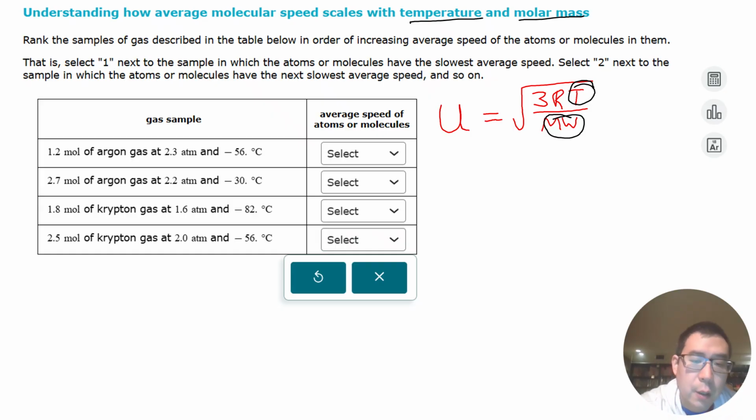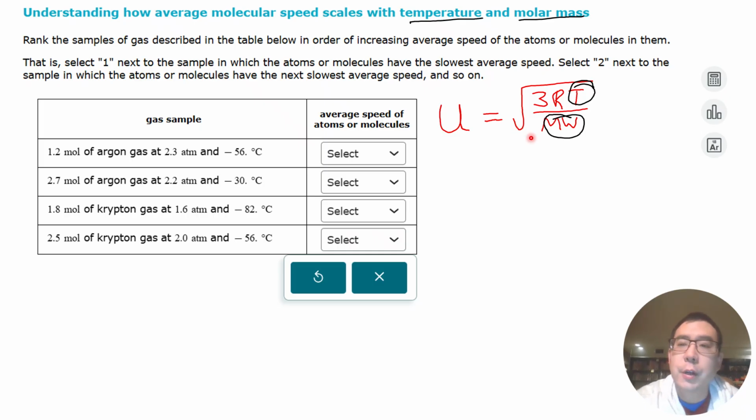Now don't get frightened by the square root sign. The square root sign makes a difference when we're doing calculations, but when we're thinking about whether things get bigger or smaller, it doesn't really make a difference. If something's in the numerator and it gets bigger, then u will get bigger. If something's in the denominator and it gets bigger, then u will get smaller.